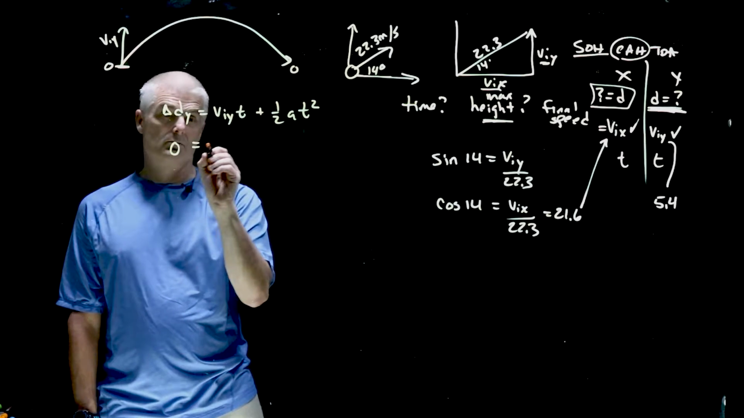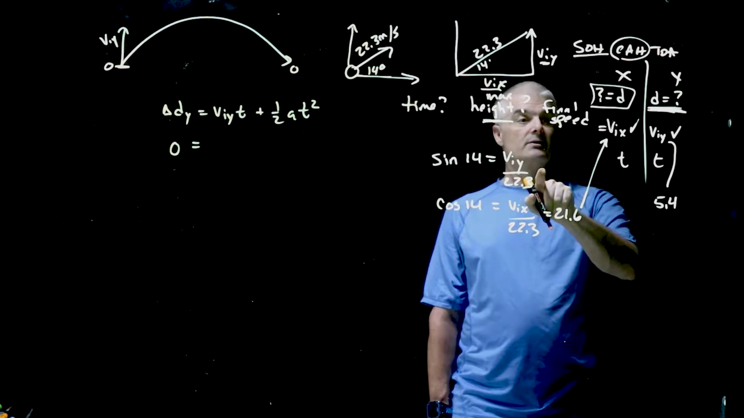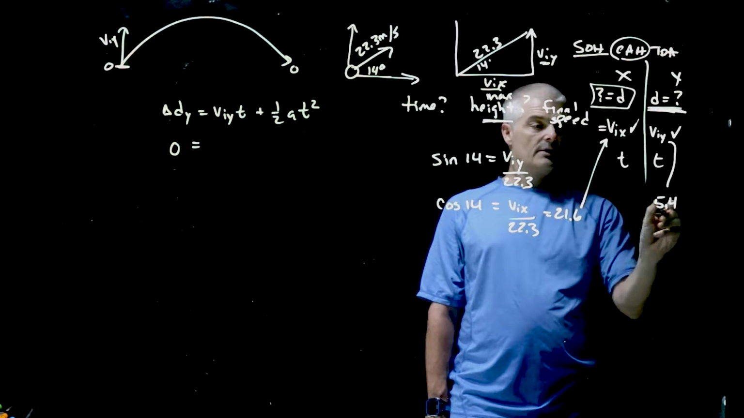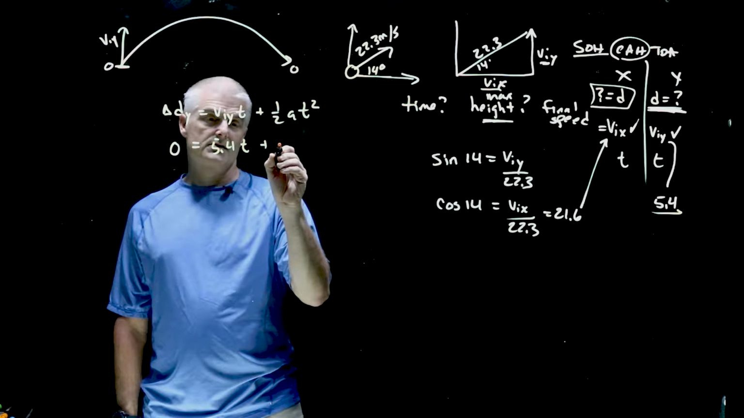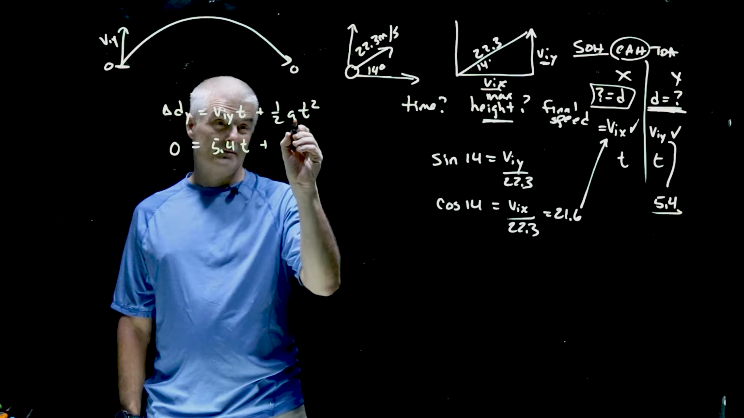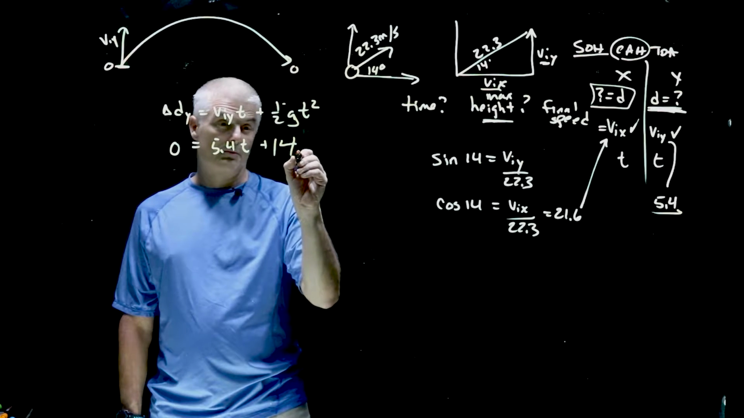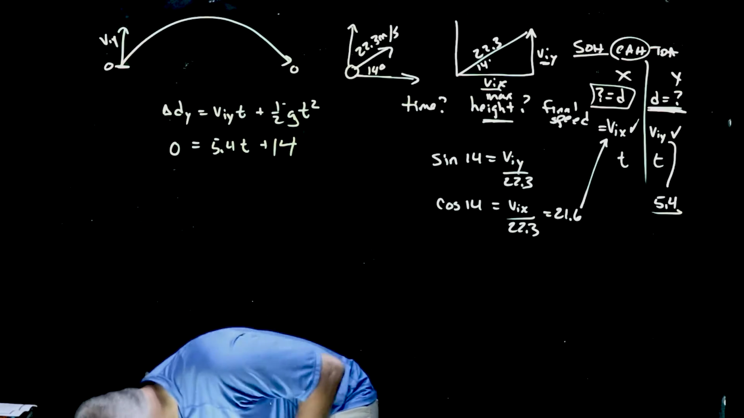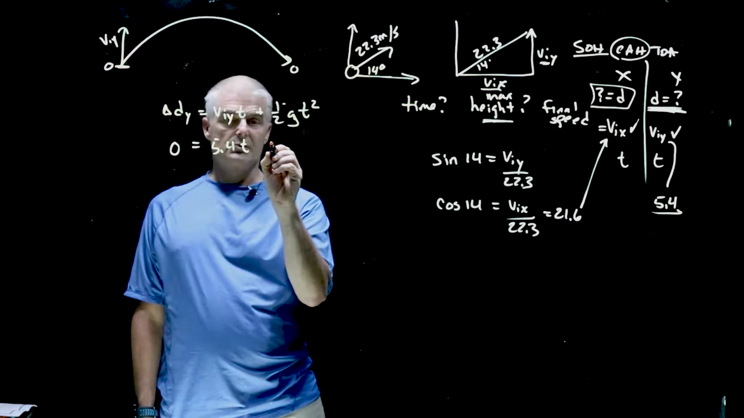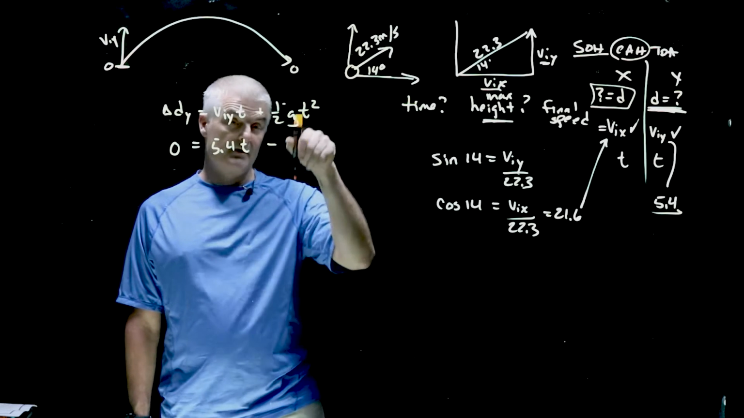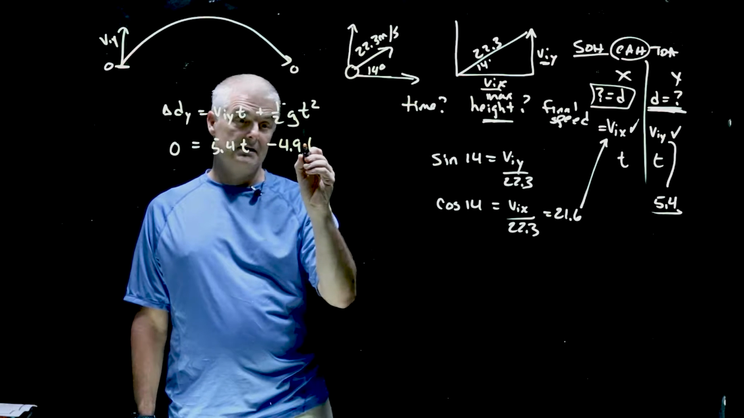But this is 0 equals the initial velocity in the y direction, which we found, and we wrote it down where? Right here. So this is 5.4 times t plus 1/2 times g. So actually this will be negative gravity, because gravity is in the negative direction. And I'll just say negative 4.9, that's 9.81 divided by 2, t squared.